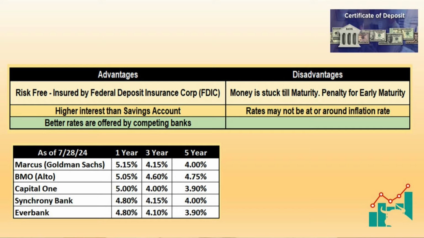Here are some advantages and disadvantages of CDs. A thing to note is that they are risk-free and insured by the Federal Deposit Insurance Corporation, FDIC, for up to $250,000 per depositor per bank. What does this mean? If a bank fails or closes down, you'll not lose your assets as long as the amount doesn't exceed this amount. Also, if you do have greater than $250,000, consider multiple accounts and banks.